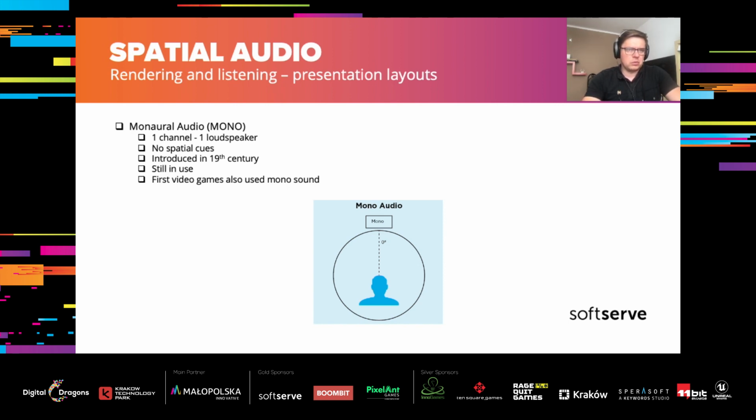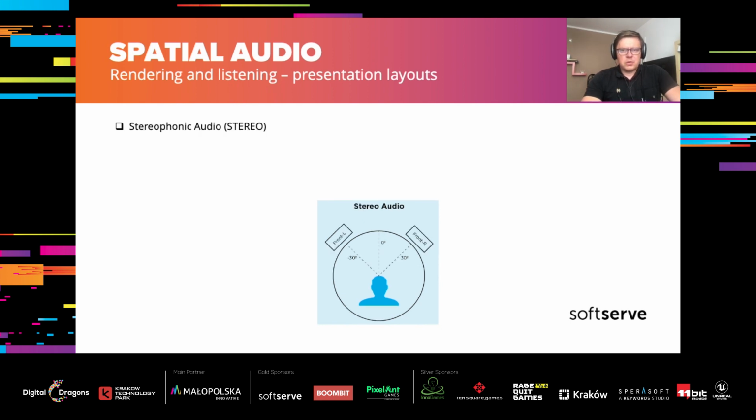This technology was introduced in the 19th century and it is still in use in applications where there is no need to send something more than just verbal communication. And first video games also were using mono sound, and it was good enough for that kind of purpose. A very basic spatial audio setup is a stereo setup.